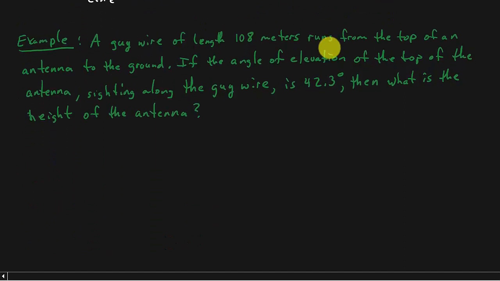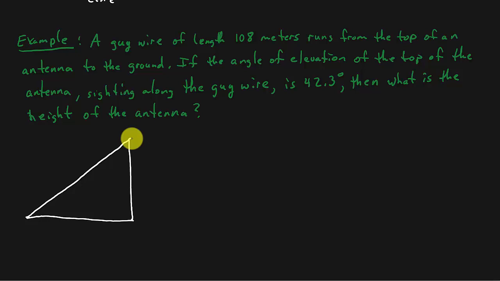So let's look at some problems here. It says a guy wire of length 108 meters runs from the top of an antenna to the ground. If the angle of elevation of the top of the antenna sighting along the guy wire is 42.3 degrees, then what is the height of the antenna? Okay, so let's draw this. So we've got an antenna here, and we've got a point out here on the ground looking up to the top of the antenna.